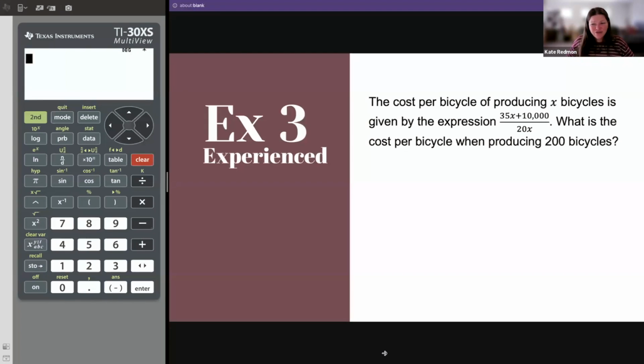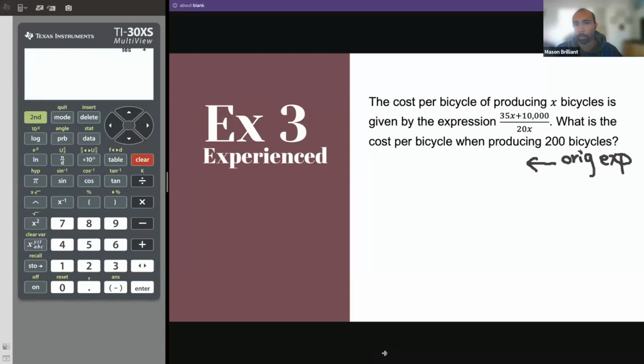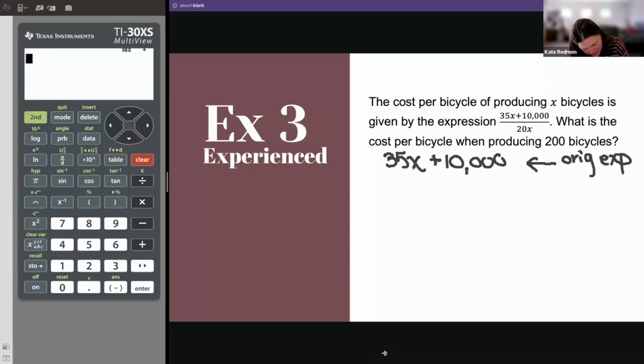This might look a little different. This might even be scary, because I know a lot of students are like, well, word problems are hard and algebra is hard. So if I put them together, it must be impossible level. But actually, this is one of those cases where algebra is going to make your life easier if you don't like word problems. And that's because, look, they gave you the expression here. Mason, do you see the original expression that they gave us? 35x plus 10,000 divided by 20x. Beautiful. The sum of 35x and 10,000, or the quantity of 35x plus 10,000 divided by or over 20x.